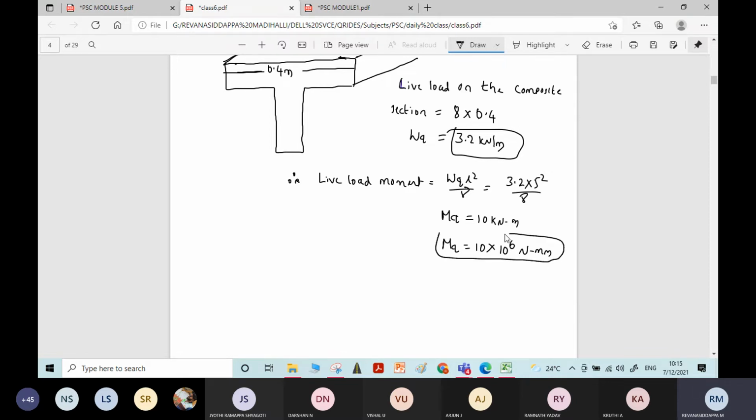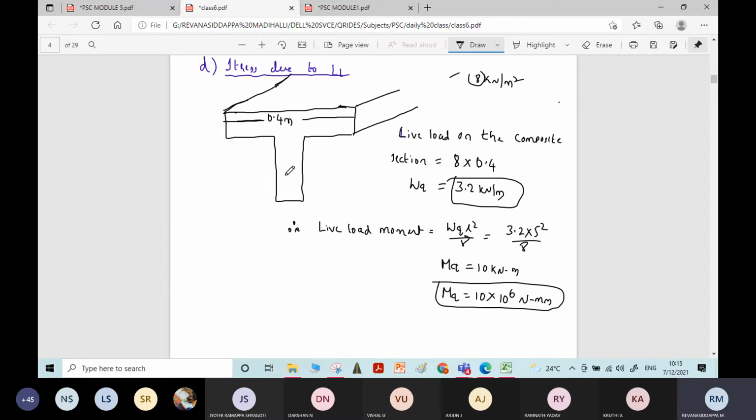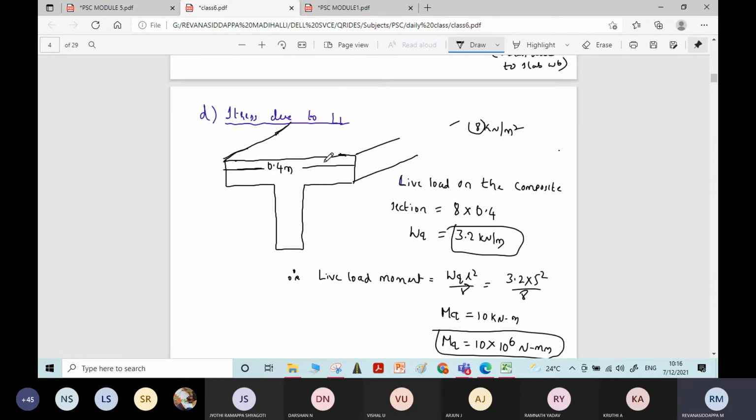Now, after getting this live load moment, we need to find stresses due to live load. To find stresses due to live load, very important, all of you listen here. You need to take into consideration the full area of the T section or the composite section. Therefore, in MQ by Z, that Z section modulus should be calculated with respect to this T section, not with respect to the rectangular section.